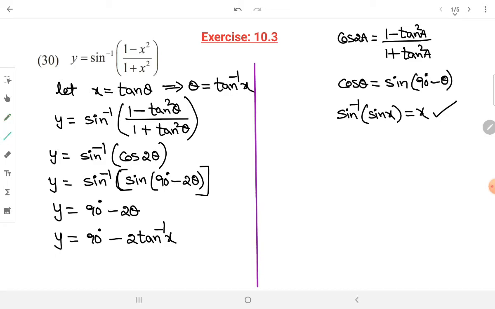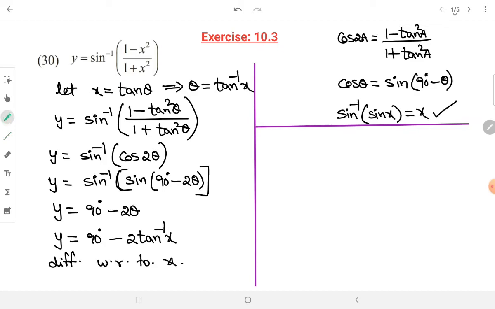Next, let's differentiate with respect to x. All these are the formulae. The derivative of y with respect to x, dy by dx, is equal to the derivative of 90 degrees, which is a constant, so it becomes 0, minus 2 into the derivative of tan inverse x.